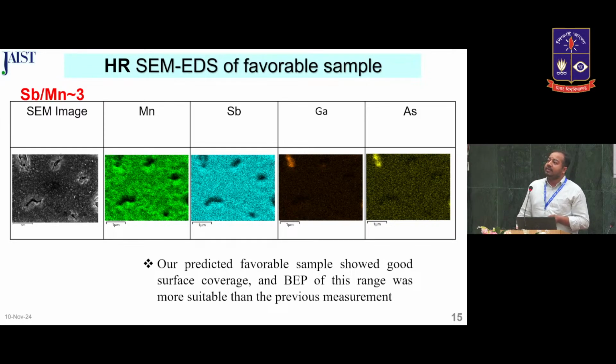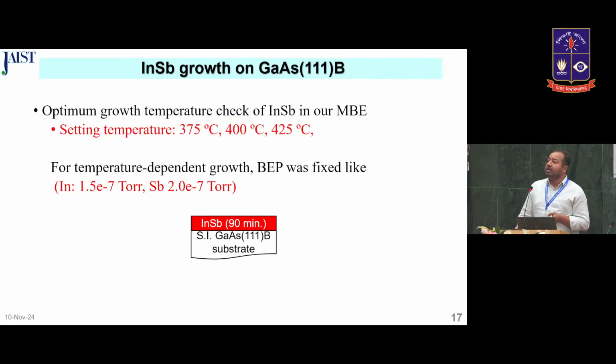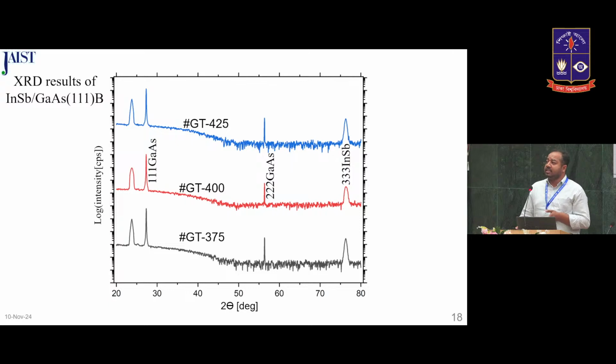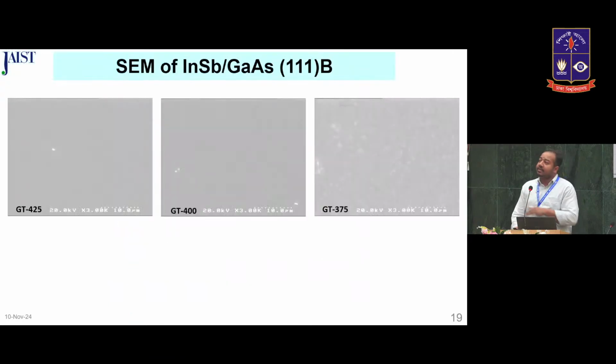In the indium antimonide case, we also followed similar rules, and we found that the good condition is 400 degrees Celsius from the XRD. We confirmed the indium antimonide as a single phase, as well as 333 indium antimonide in all the cases. But for the ACM observation, we found that at 400 degrees Celsius the surface looks smoother compared to the other two growth temperatures.